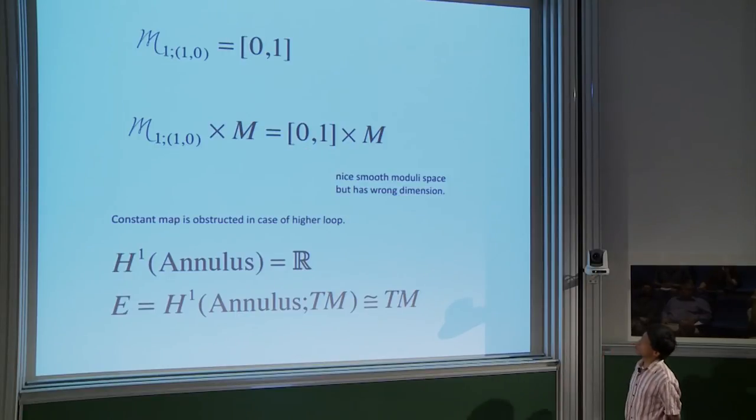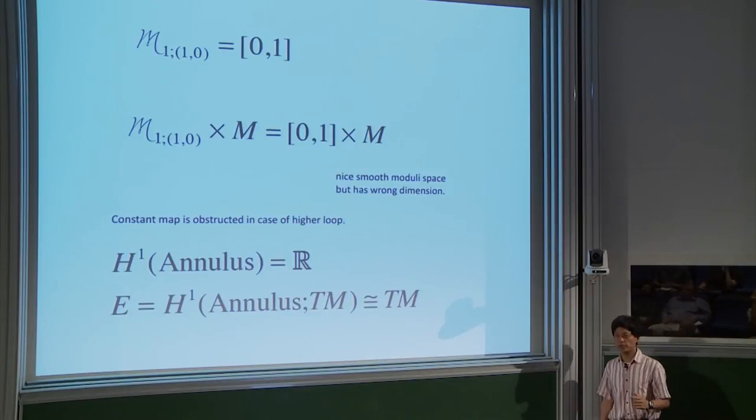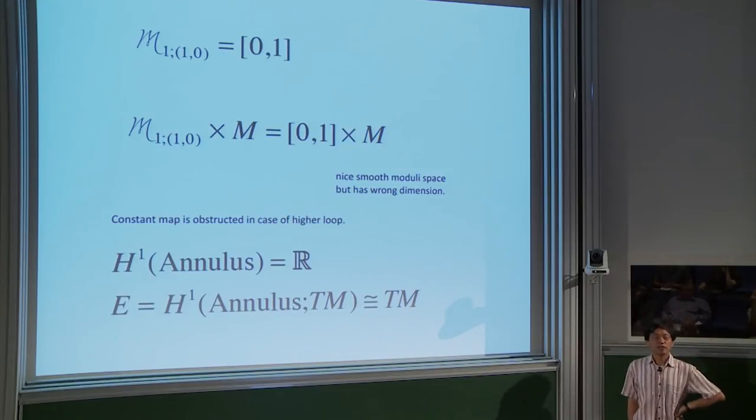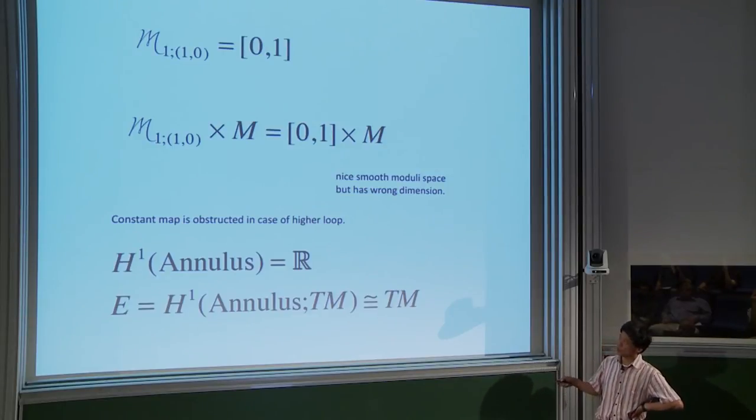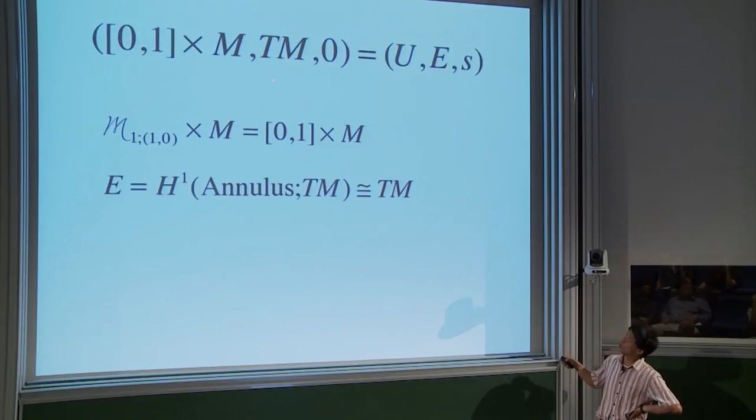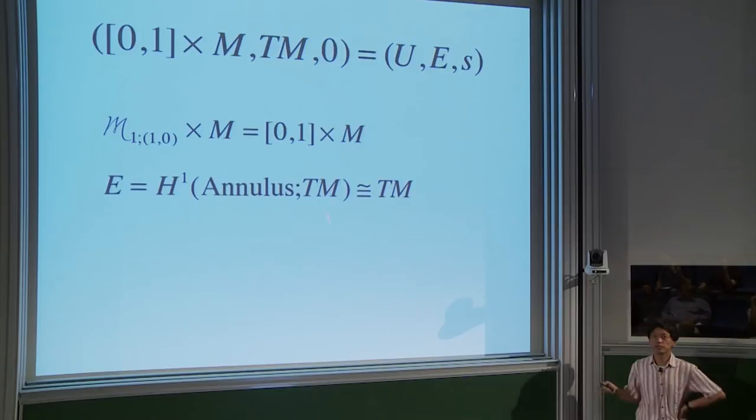And this is a very nice, smooth moduli space, but you are not supposed to regard this as a transversal moduli space. The equation that U is constant is actually a degenerate equation. And in this case, you have an obstruction bundle that is H1 of your annulus. H1 of your annulus is rank 1. And you have this tangent bundle coefficient of H1, that is our E. So you have this space itself, but you have this obstruction bundle. So the triple you have is this interval times M, the tangent bundle, and the zero section. This is the triple which you get in this case.